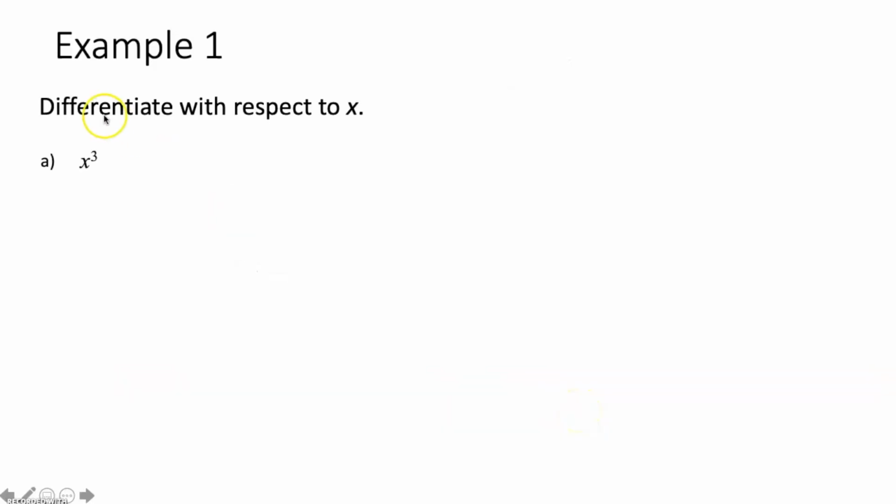It's example time. Example 1 says differentiate with respect to x. So this is x cubed. I'm taking the derivative of x cubed with respect to x. Now notice, these variables match. They're the same. So all I have to do is use the power rule and I'm done. I don't have to tack on a dy/dx like I normally would. So this just becomes 3x to the 3 minus 1 power, or 3x squared, and I'm done.